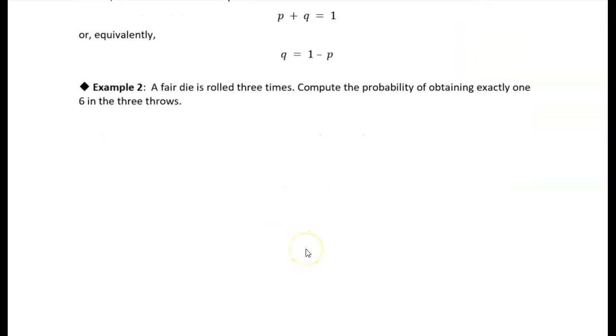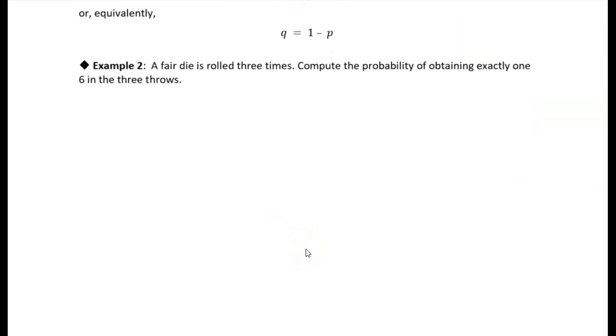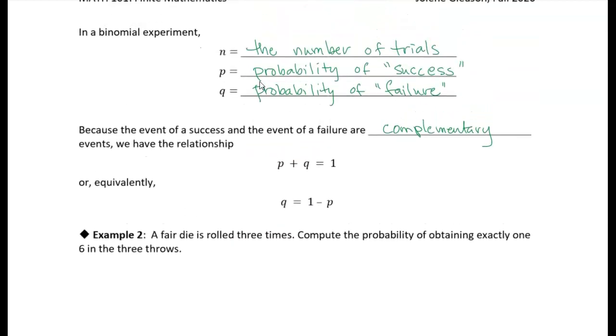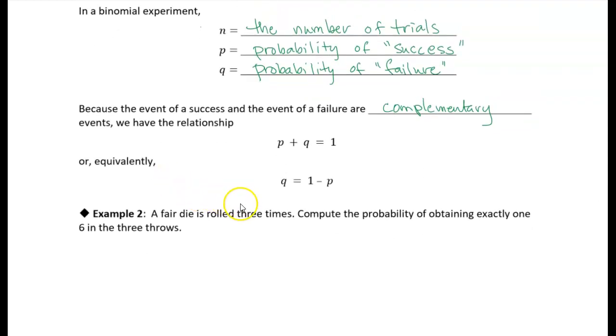All right, let's take a look at example 2. We have a fair die, and it's rolled 3 times, and we want to compute the probability of obtaining exactly one 6 in 3 rolls of the die. I'll keep this up here for now. So n is the number of trials, and in this case we're rolling it 3 times, so n is equal to 3.